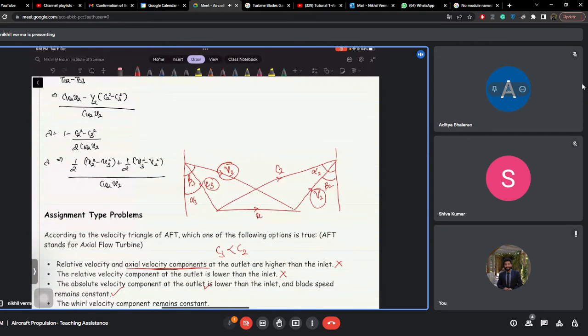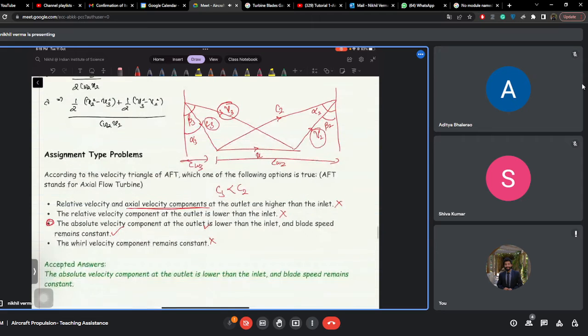Let us look into the fourth option also. The whirl component remains constant. The whirl component is this CW2, and this is CW3. Will it remain constant? No. So the correct answer is C.